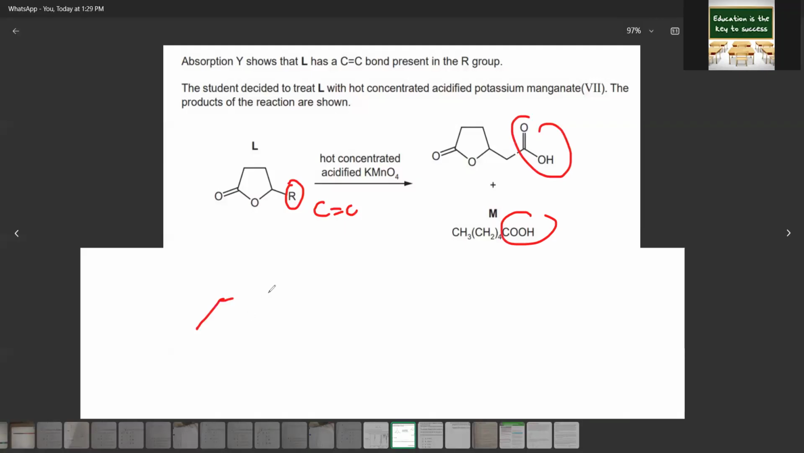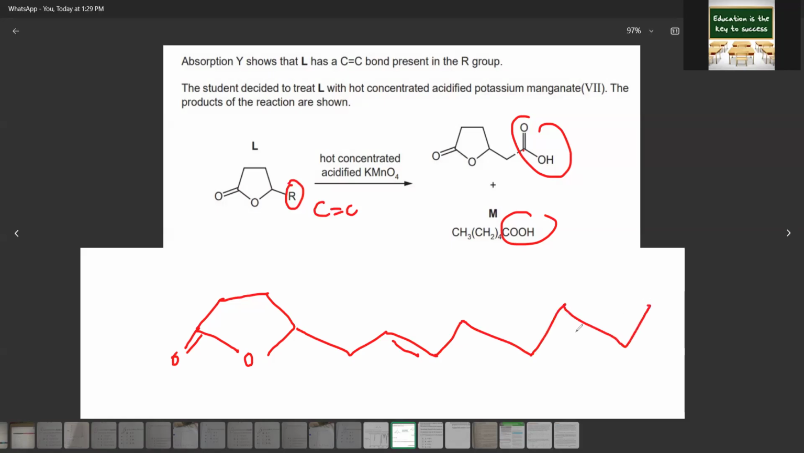we have C double bonded with O. This O is there. Then this is 1, 2, 3, till 3 here. And this one, how many? 1 to 6, so 6 carbon atoms are there. So C double bonded with C, 1, 2, 3, 4, 5, 6. This is the original structure of this L.